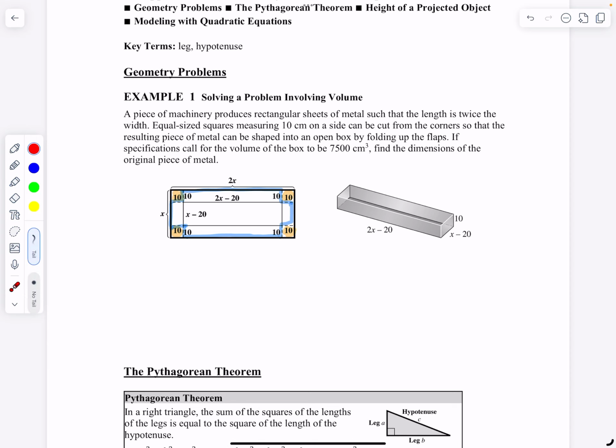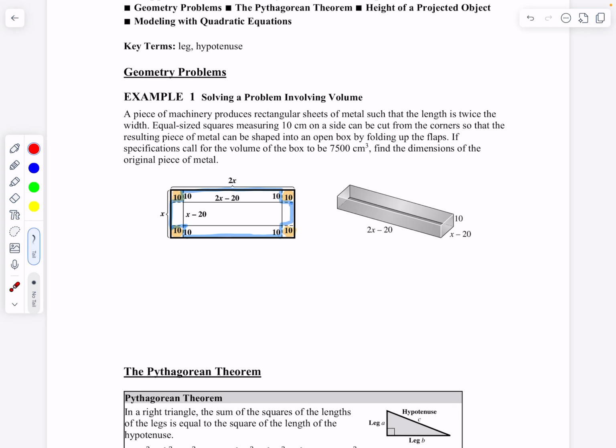A lot of times, they do not give you this length right here, and they don't give you this length. You have to calculate it. In this example, they actually gave it to you, but let me show you how we came up with it. We're going to cut those 10 centimeter squares off of each side, then fold it up to make that box. And the volume of this box is going to be 7,500 centimeters cubed.